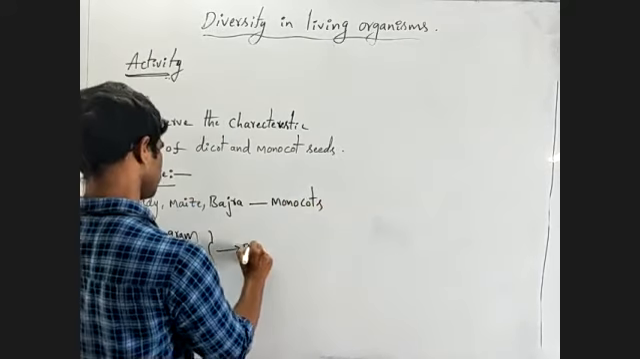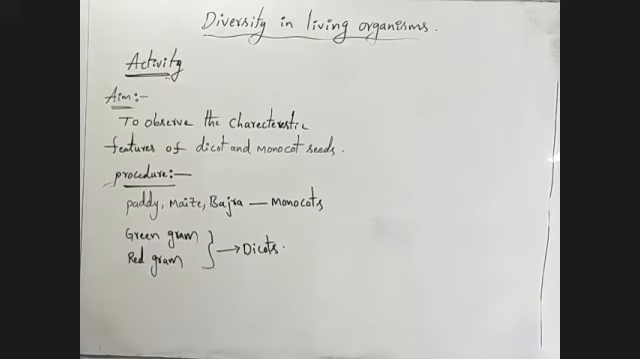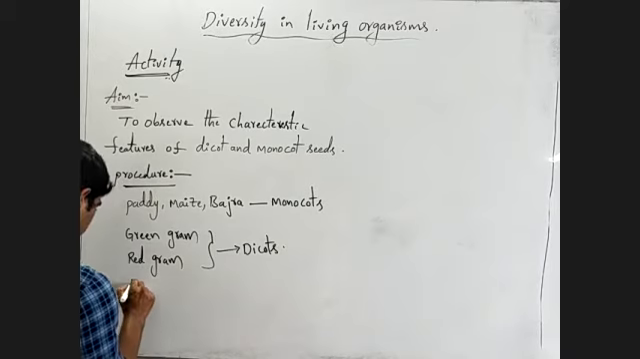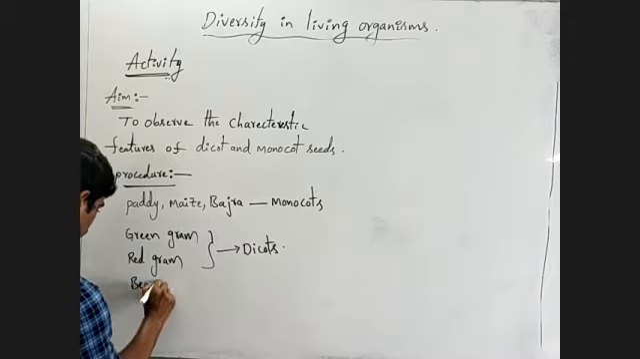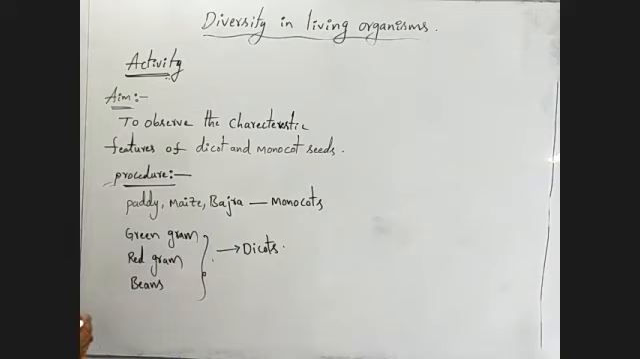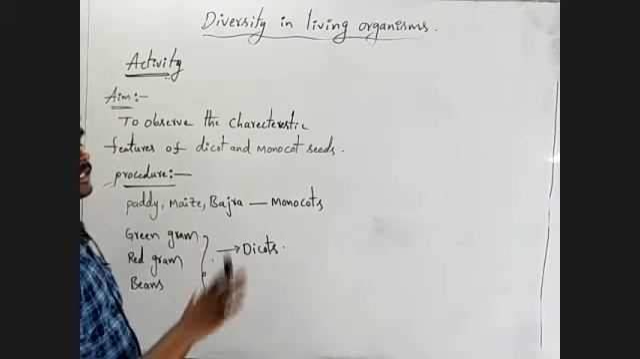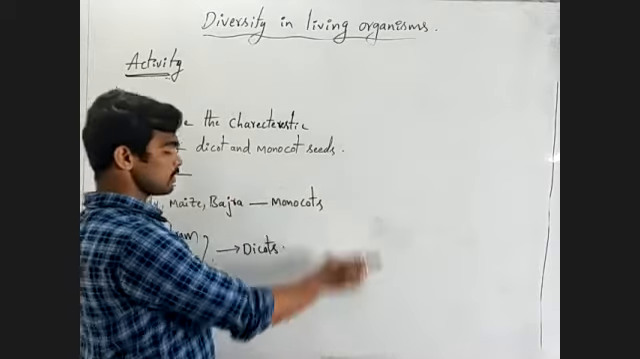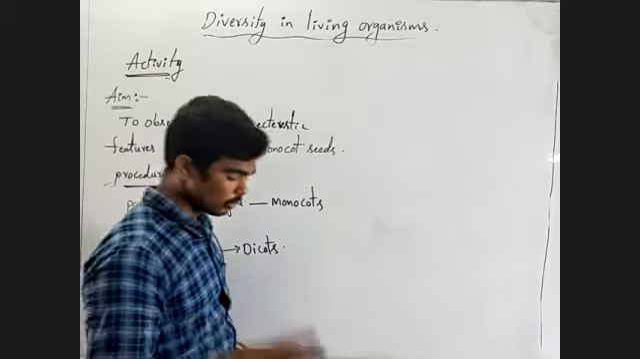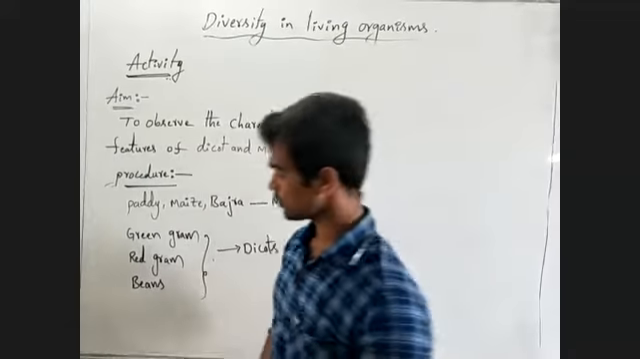These are dicots. Monocots and dicots. Here, beans. Like this, how to collect the different monocot and dicot plants, and how to compare the characteristic features of dicots with the monocots, and ultimately how to note down the differences and characteristic features in a table. Now observe the table.